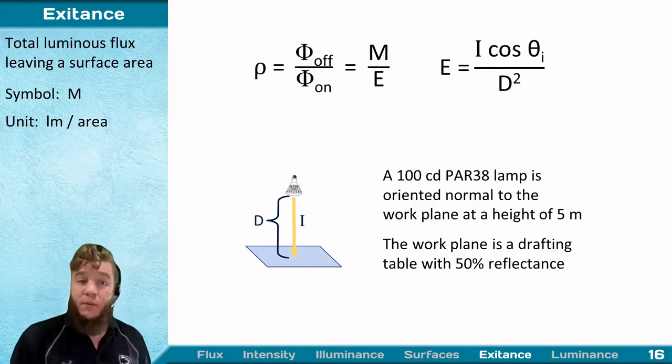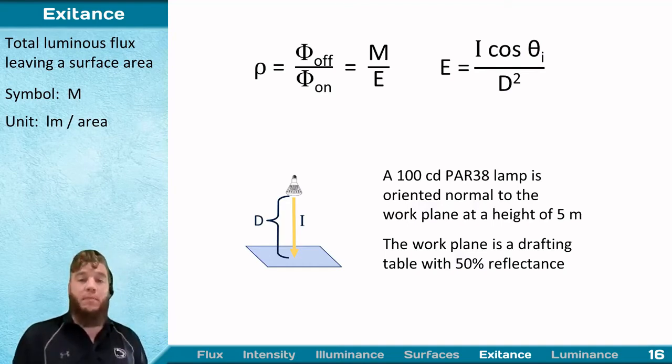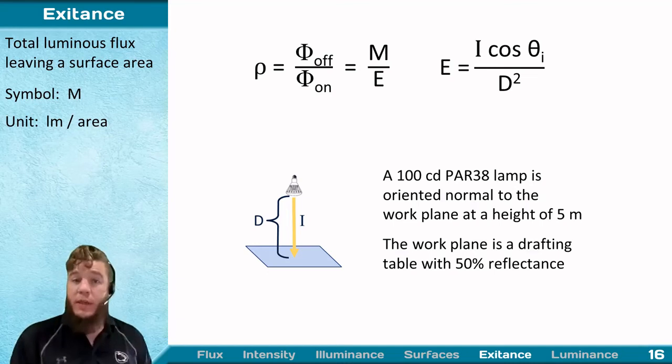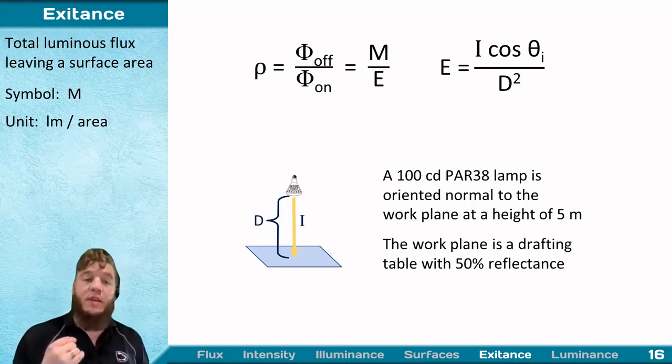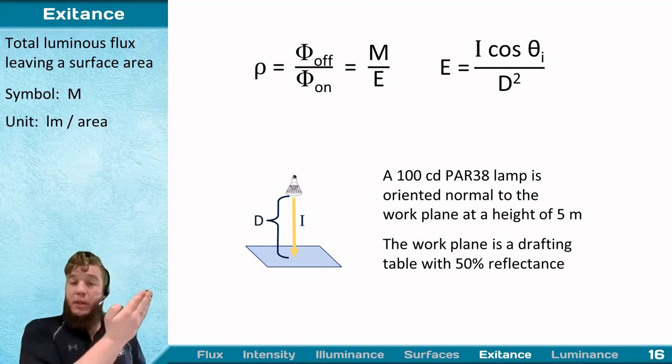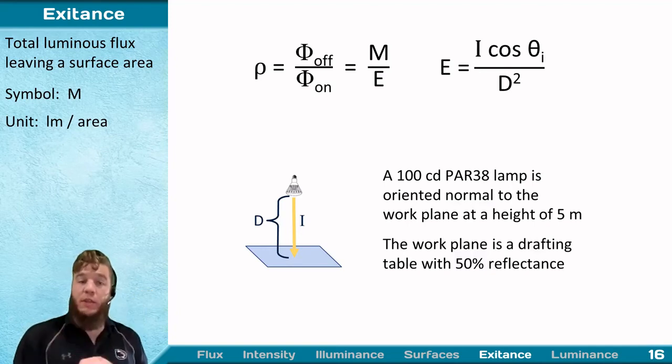Okay, so let's jump into another example here. So here we have the same par 38 lamp that we were calculating before. So it's the same intensity, the same distance from the work plane. But this time, we know the reflectance of that work surface, which is 50%. So using the equation from before, the inverse square law combined with the cosine law, we can get our illuminance, and we have our reflectance. So that's enough to calculate exitance, right?